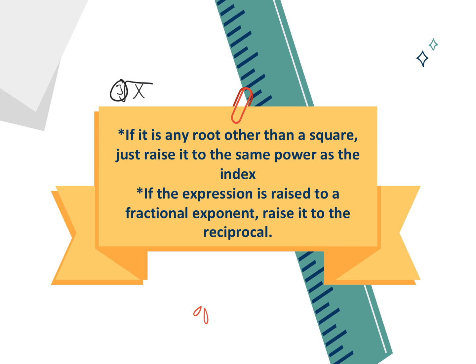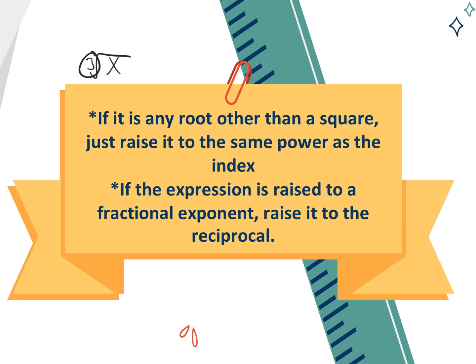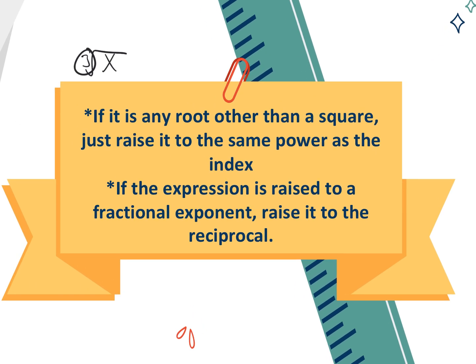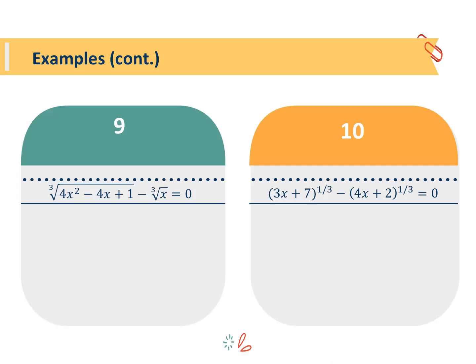If it's raised to a fractional exponent, you want to raise it to the reciprocal. I think I told you guys in class, instead of reciprocal, I would just say common denominator. That's because sometimes you're not going to get the exact same fraction in your exponent. So just to clear that issue, just use the common denominator. It'll clear your fraction. All right, so let's do some examples.